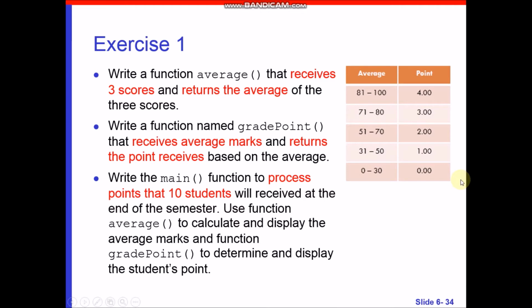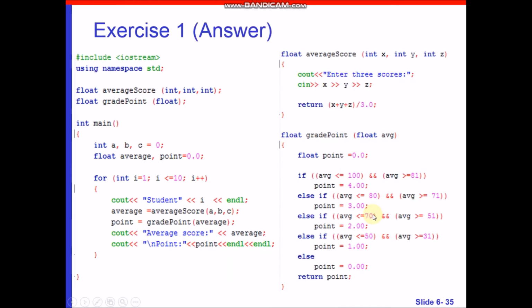Okay, from your previous exercise, you need to write a function average that receives 3 scores and returns the average of the 3 scores. Then you need to write a function named gradePoint that receives average marks and returns the point received based on the average. Then you need to write the main function in order to process the points that 10 students will receive at the end of the semester. So in the main function, you need to call the average function and also the gradePoint function. Okay class, so first I will show you.